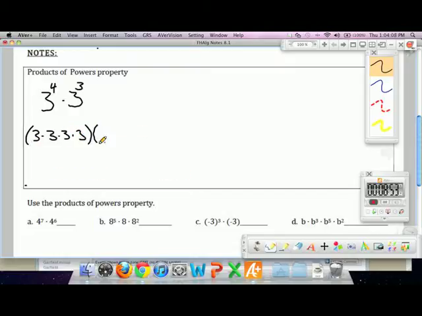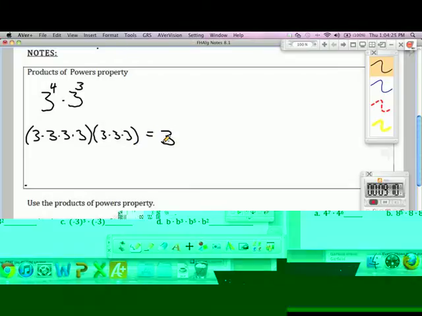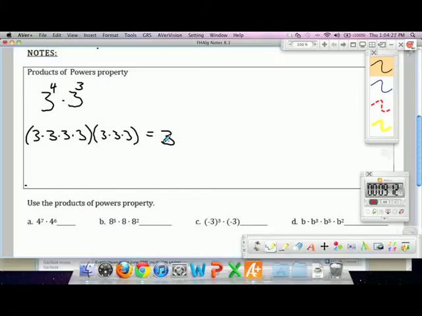3 times 3 times 3. Now this is just a bunch of 3s all multiplied together. How can I write this using just one exponent? What power of 3 is this? 1, 2, 3, 4, 5, 6, 7. Does anyone see a quicker way to arrive at 3 to the 7th power? You could have just taken 4 plus 3, and that's the same as 7.